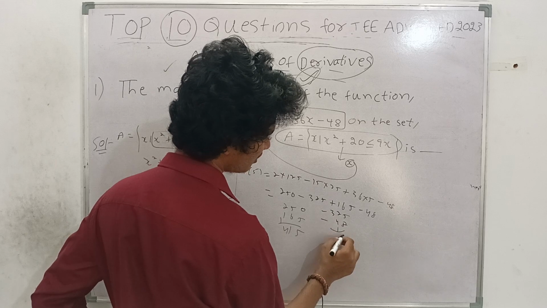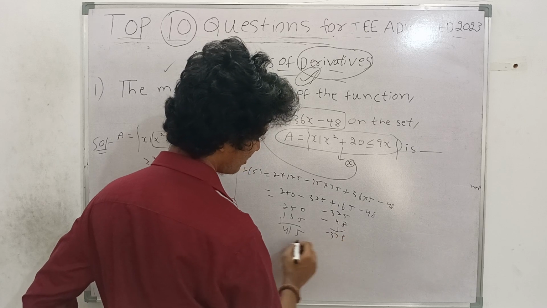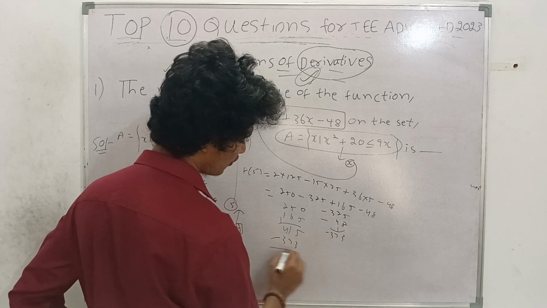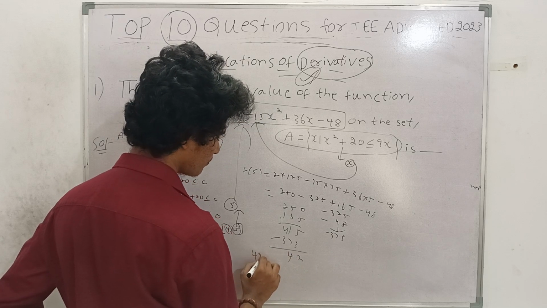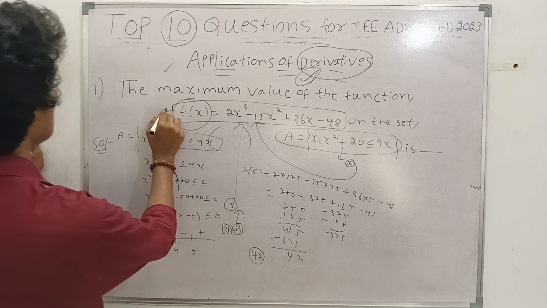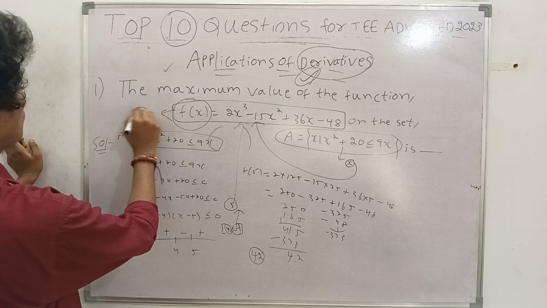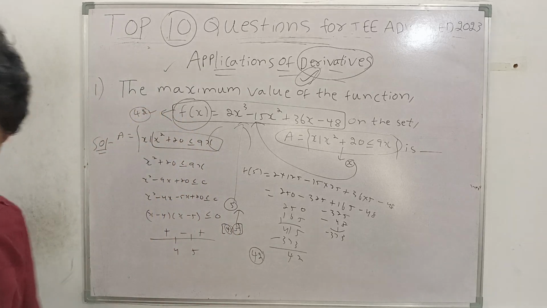How much is the addition? 373, minus 373. If you do the subtraction, the answer is 42. What is the maximum value of this function? The maximum value of this function is 42. Like this, you have to apply the concept of differentiation.